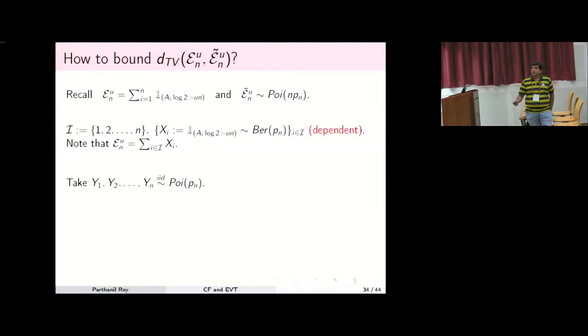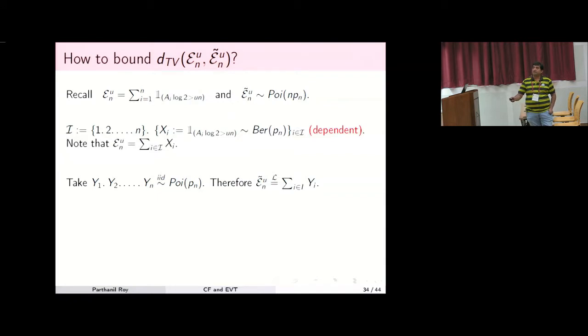Now take Y1, Y2, Y3, etc., IID Poisson Pn, okay? Then of course, epsilon n u tilde, which was Poisson n Pn, has the same distribution as the summation of Yi, i running from 1 to n, right? The sum of n independent IID Poisson is Poisson with n times lambda, right? So that's what I'm using here.